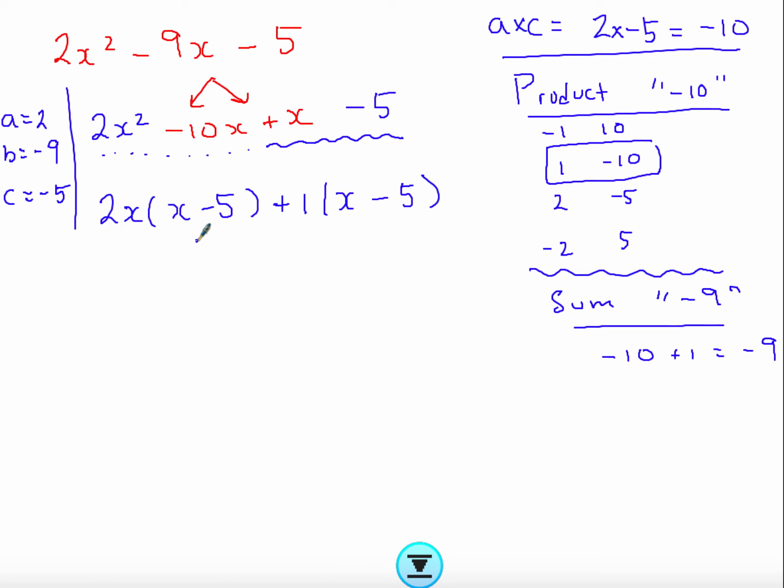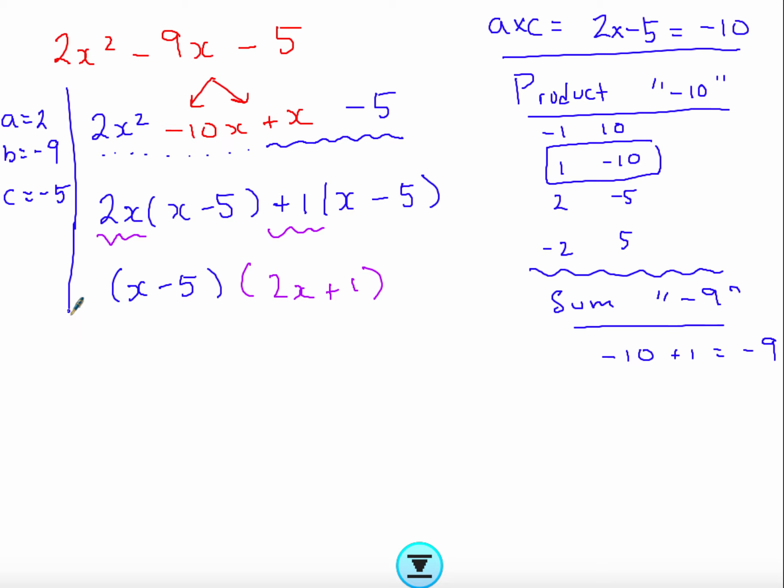So I'm getting the same bracket. So I'm going to write x minus 5, which is what they share, and then whatever is left, which is these two, 2x plus 1, and that's it. You can expand the bracket to check that your answer is correct.